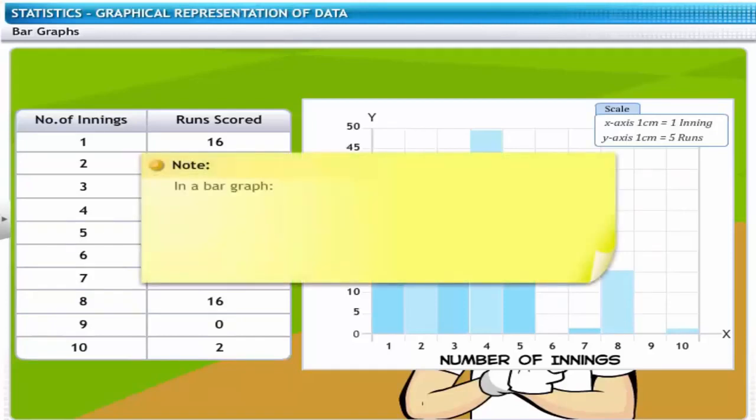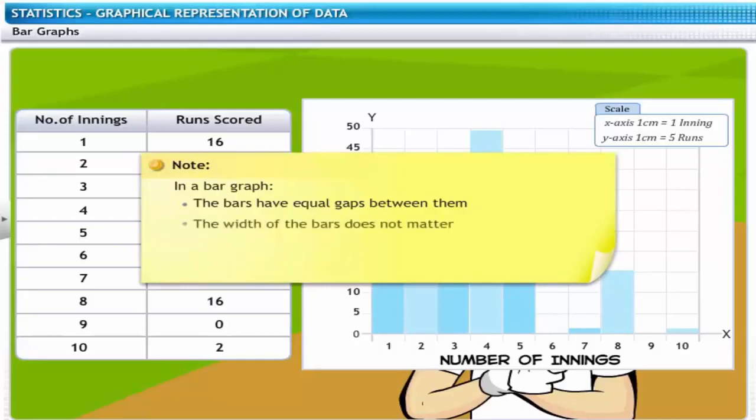Note that in the bar graph, the bars have equal gaps between them. The width of the bars does not matter, though we keep it constant for the sake of symmetry. The height of the bars represents the runs scored in each innings.